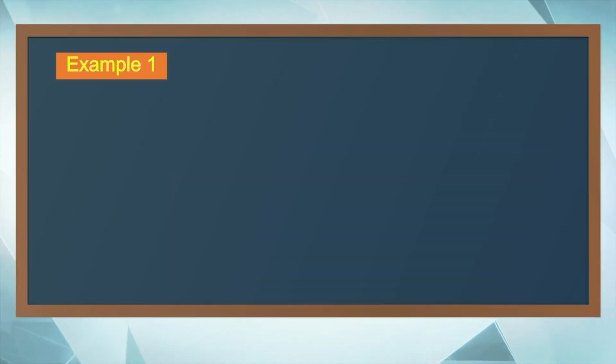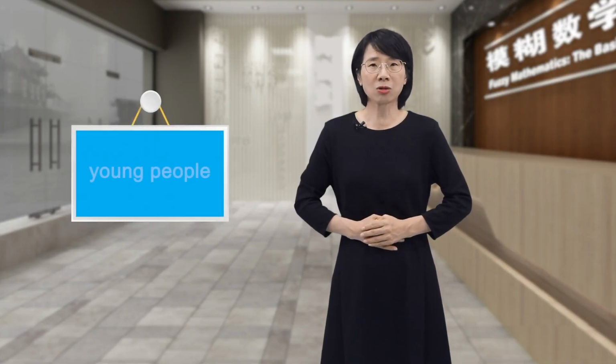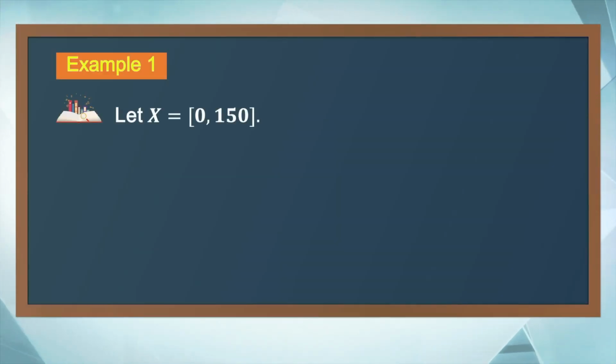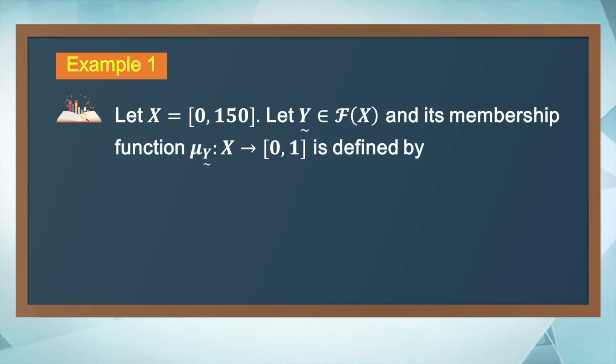Fuzzy sets can be used to model the linguistic fuzziness existing in words, such as young, old, cold, hot, and so on. Let's look at some examples. First, example 1. In this example, we will consider the word young in the context of young people. Let X be the set of all possible numbers of one's age, say the closed interval from 0 to 150. Let Y be the fuzzy set young, and its membership function is defined as follows.